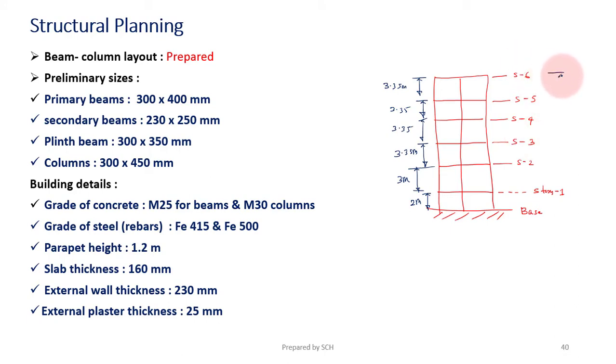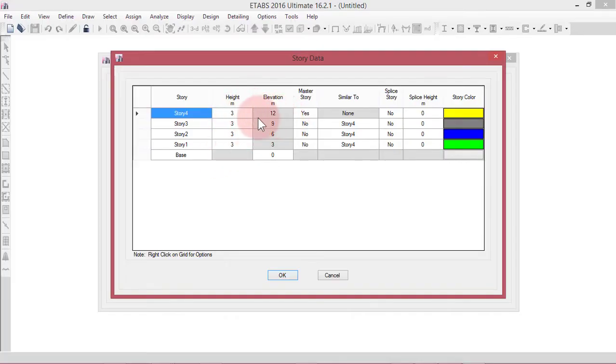So the total height of building is 3.35 into 4 plus 3 plus 2 meter. So total height is 18.4 meter. So this story height we have to enter in ETABS. So here either you can enter the elevation directly or you can enter the height. So it is easy to enter the height of each stories.